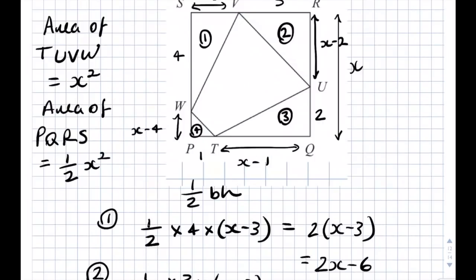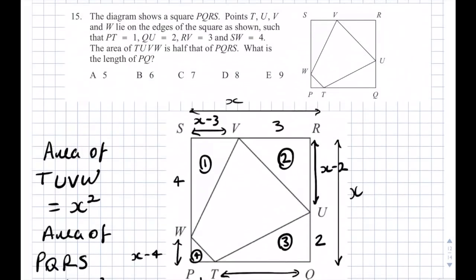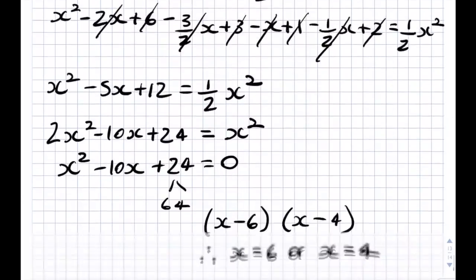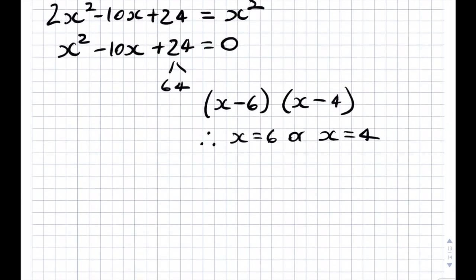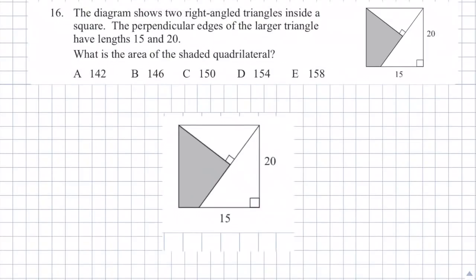If we substitute x into any of these lengths, it's going to be the total. So the total for PQ is going to be 1 plus x minus 1, which is x. Now x is all dependent on what answers we've got. Now our answers were 6 and 4, so I can't see an option for 4, so the answer must therefore be B, which is 6. So therefore, answer equals B.